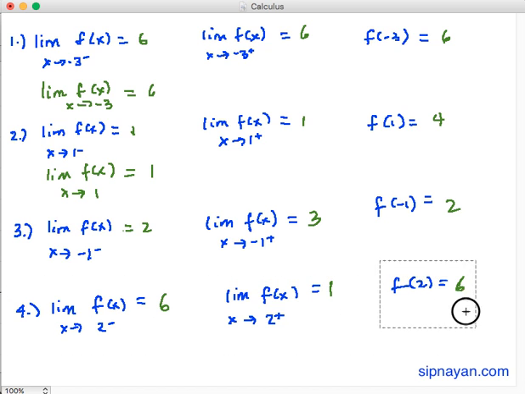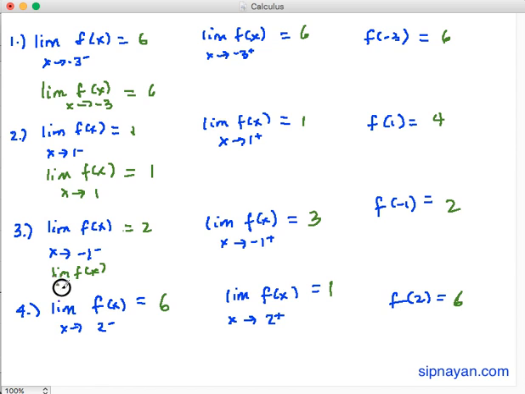Siguro isulat na rin natin, no? The limit of f of x as x approaches negative 1 does not exist. Usually nilalagay dyan DNE. At ito rin naman, the limit of f of x as x approaches 2 does not exist. Kasi magkahiwalay silang dalawa. Or, sorry, magkaiba silang dalawa.